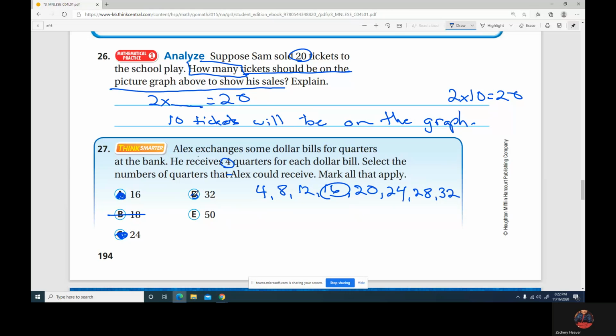32, 36, 40, 4 more, 44, 4 more, 48, 4 more, 52. So can he receive 50 quarters? No. He can only receive 16, 24, 32. 18 and 50 are not multiples of 4, okay? That's like saying, will you touch 3 if you skip count by 2? 2, 4, you will not. You won't touch any odd numbers.